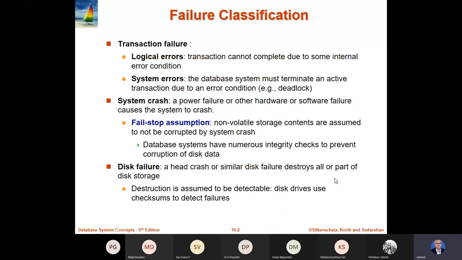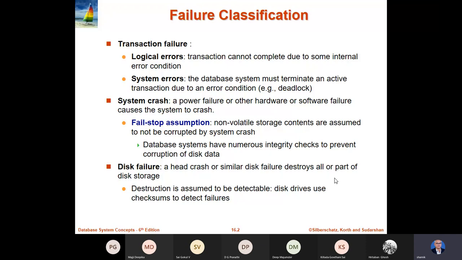So it is the fail-stop assumption, as I said: non-volatile storage contents are assumed to not be corrupted by a system crash. That means the database systems have numerous integrity checks to prevent corruption of disk data. So the disk data can have different types of RAID configurations and so on, and integrity checks like CRC checks and all that. So what we are saying is that the disk actually survives a system crash.